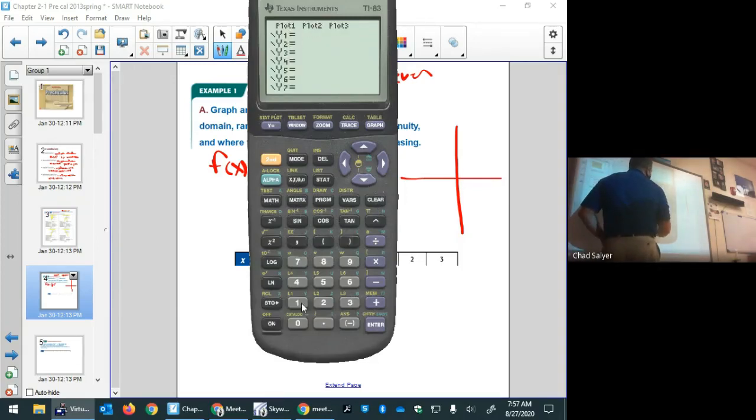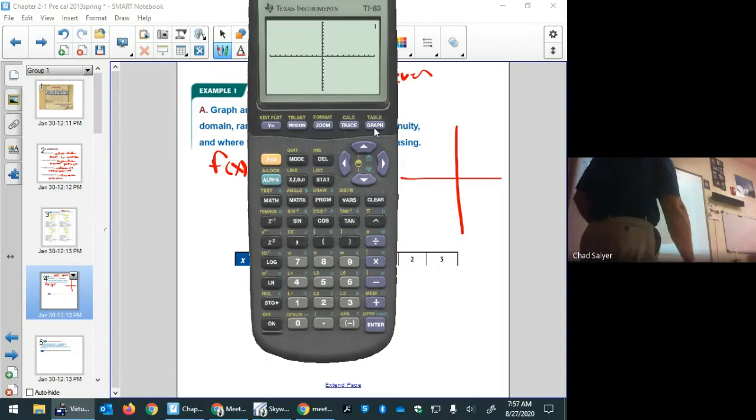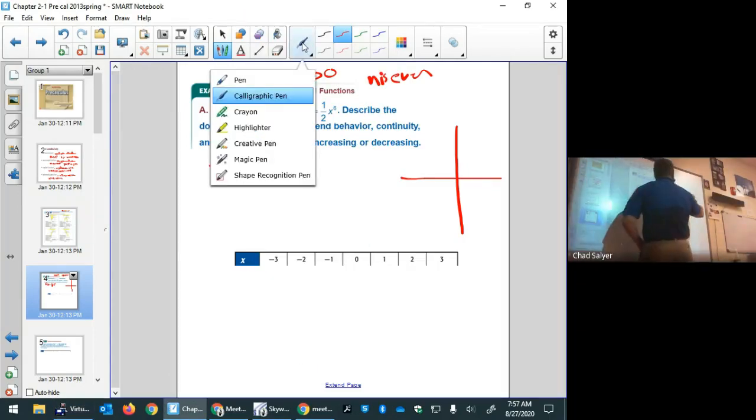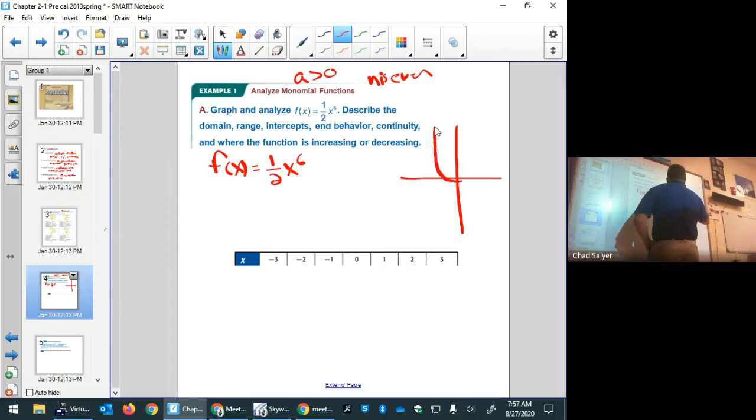So 1/2 times x to the 6th power. You see, it's a skinny little parabola that gets real flat at the bottom. Doesn't go below the x-axis. So there we go, something like that.